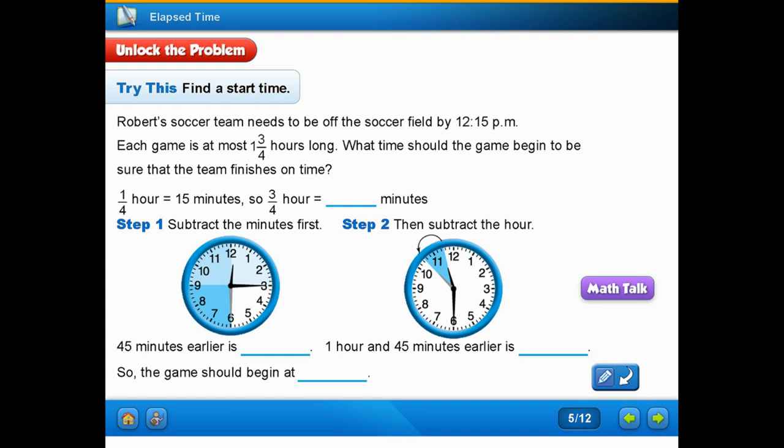So we have to go backwards. Start at 12:15, take away 1 hour and 3/4 of an hour. So what time should the game begin so that they finish on time? The first thing they ask you to do is 1/4 hour equals 15 minutes. So if 1/4 hour equals 15 minutes, 3/4 hour equals 45 minutes. So 45 minutes earlier than 12:15 would be 11:30. Then we would take another hour off. So 1 hour and 45 minutes from 12:15 would be 10:30. So the game needs to start at 10:30.